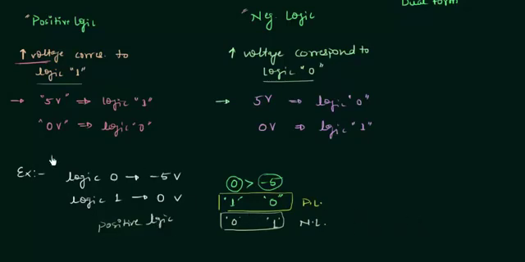And in the same way, if you have logic 0 corresponding to minus 1.7 volt and logic 1 corresponding to minus 0.8 volt, then you have to find out whether it is positive logic or negative logic. I'm not going to solve it. You have to solve it, and once you have your answer, post it in the comment section.